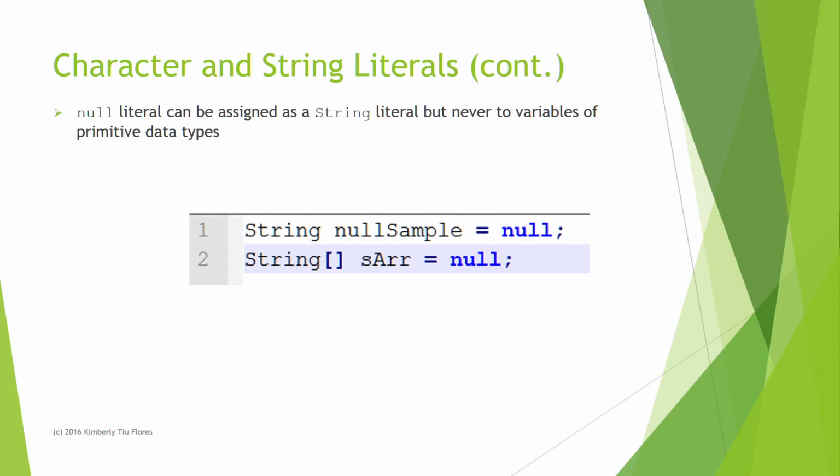A null literal can be assigned as a string literal but never to any primitive data type. Null means that the object is unavailable. In the example below, the string object and string array are instantiated as null, which means both objects are unavailable to be used unless instantiated with the string literal or with the string array respectively.